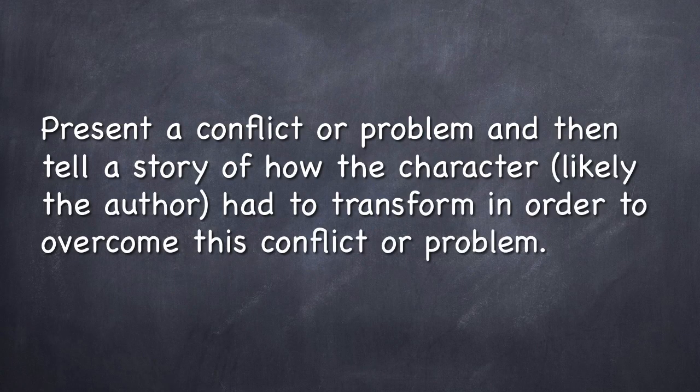The third way, and in my opinion the best way of doing it, is to present a conflict or problem and then tell a story of how the character, likely the author, meaning you or me, had to transform. The character had to transform in order to overcome this conflict or problem. In other words, the transformation happens immediately prior to the resolution, not after the resolution. It's not like the resolution happened and then you realize, oh, so this is how it happens. No, you have to transform. Your behavior has to change in order for a new result to come about.